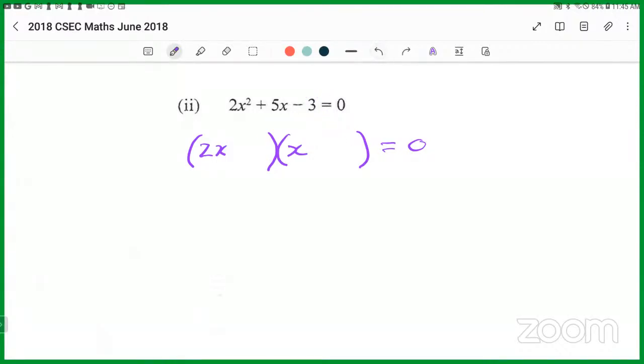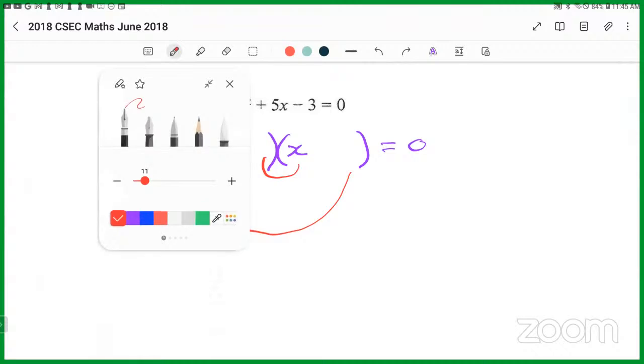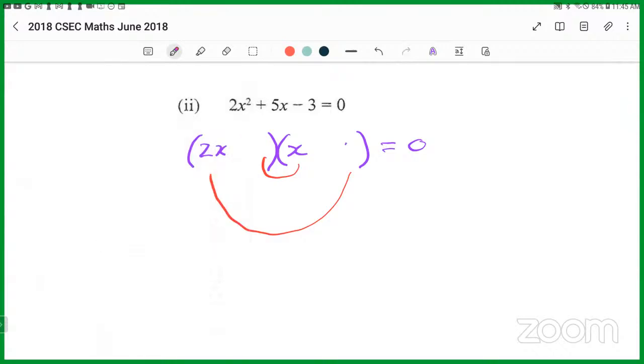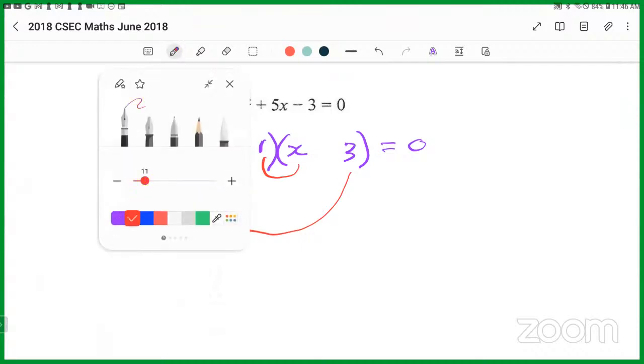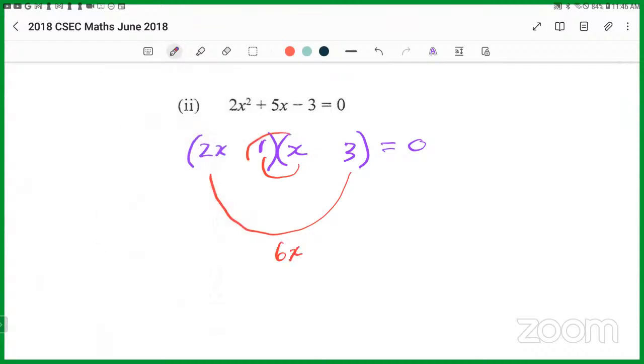What I know is that the far product and the near product must give me the middle term. The far product means the product of the two far values, and the near product is the product of the two near values. They add together to give me the middle term. And the only factors of 3 are 1 and 3. So I'll put the 3 here and put the 1 here. Then my far product is 6x, and my near product, 1 times x, is 1x.